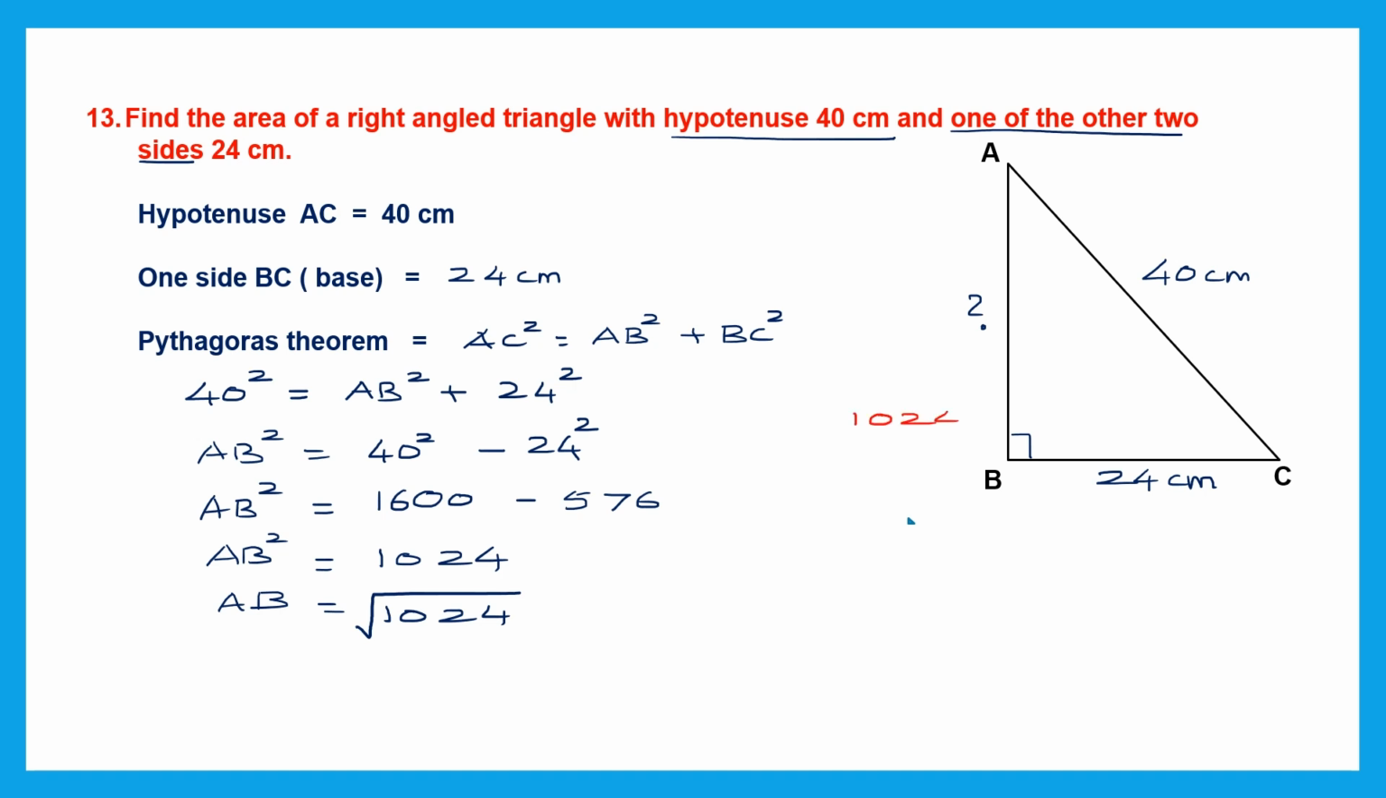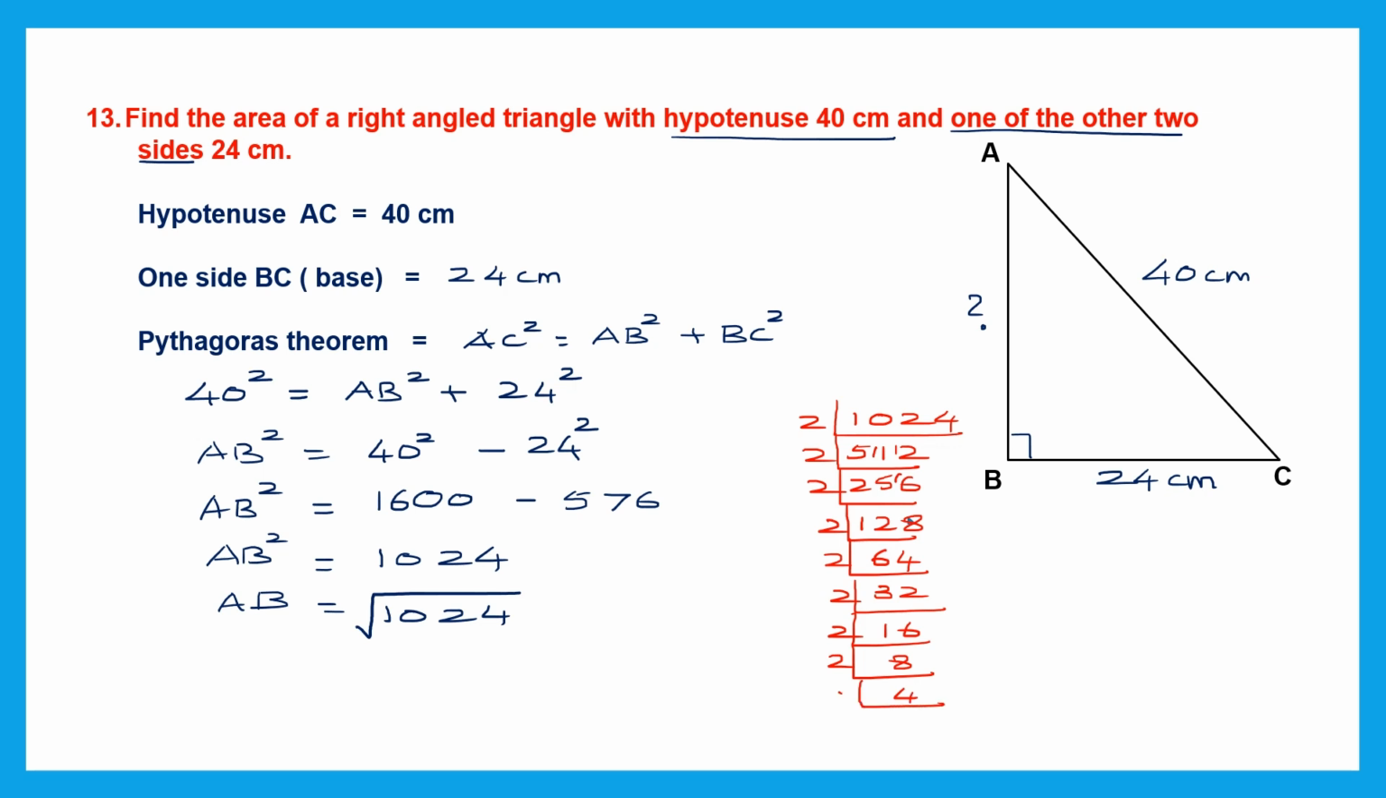So if we take 1024 using the prime factors, 2 5s are 10, 2 1s are 2, 2 2s are 4. Again we have 2 2s are 4, then 2 5s are 10, 2 6s are 12. Continue, 2 1s are 2, 2 2s are 4. Then we have 16, 2 8s are 16. 2 6s are 12, 2 4s are 8. Then we have 64. 2 into 32 is 64. 2 into 16 is 32. 2 8s are 16. 2 4s are 8. 2 2s are 4. And 2 1s are 2.